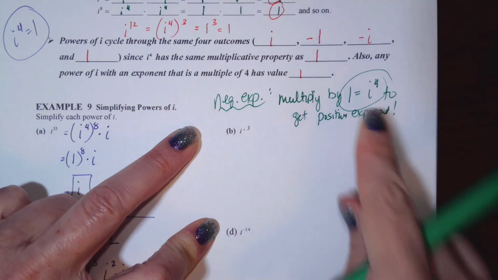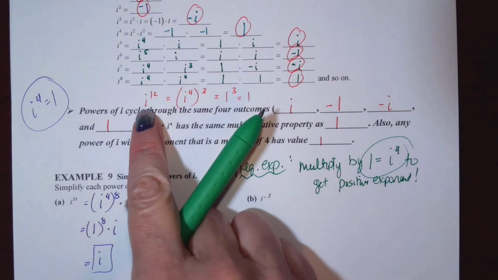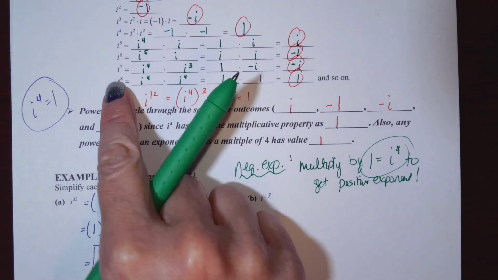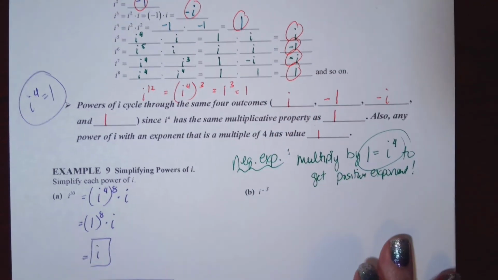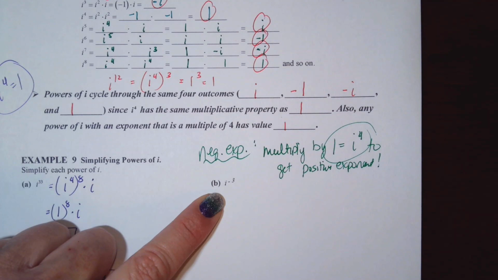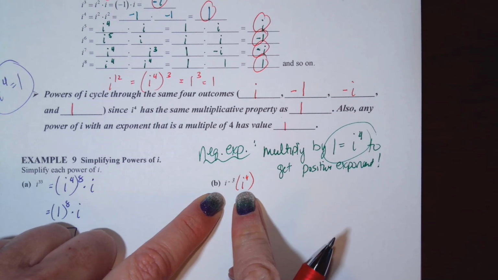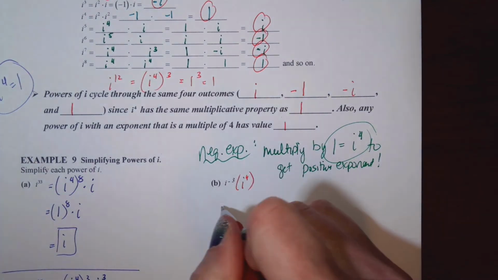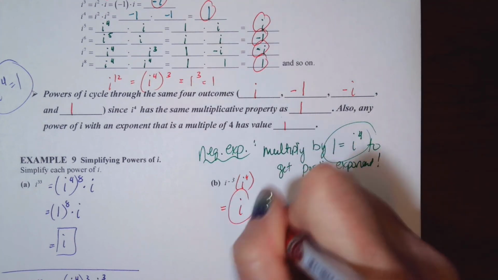Now, what do I mean by this? Well, I to the 4th is just 1, correct? I to the 12th is just 1. I to the 8th is just 1. And anything times 1 is itself. So when I have I to the -3, if I multiply by I to the 4th, I'm just multiplying by 1. And anything times 1 is itself. Well, if I'm multiplying the base, what do I do to the exponents? Well, I add the exponents, right? So -3 plus 4 is 1. That would just be I.